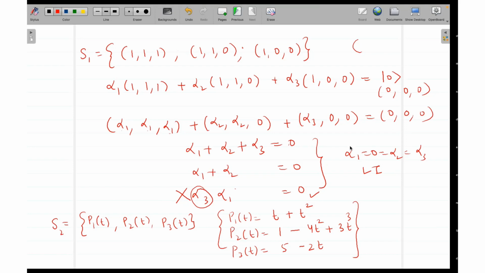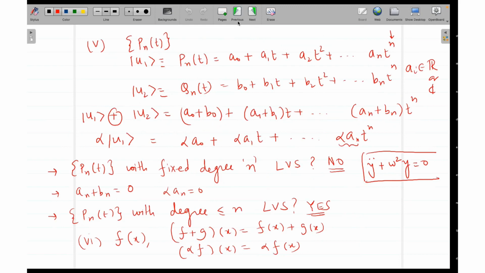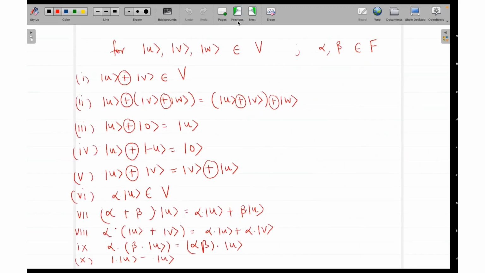Sir, if I want to check whether the given vectors constitute a linear vector space, do I need to check all 10 rules, or do I need to satisfy two conditions, that is vector addition and scalar multiplication? If the question is whether the given set of vectors under the rule of vector addition and scalar multiplication constitutes a linear vector space, then you have to check all the 10 rules.